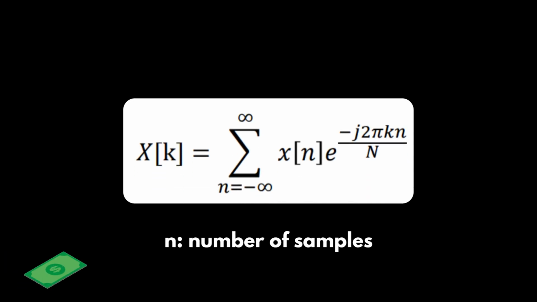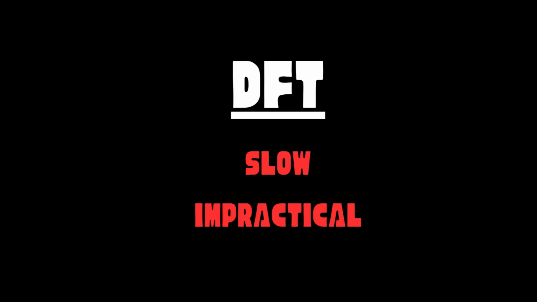Now why do we need something faster? Because the normal DFT is computationally expensive. If you have n samples, the DFT needs about n squared complex multiplications. So when n gets bigger, let's say 1,000 or 10,000 samples, the number of calculations grows very fast. This makes DFT slow and impractical for real-time or large-scale applications.